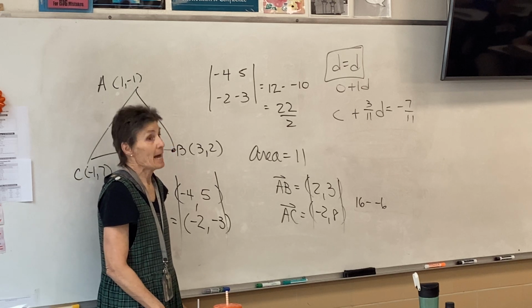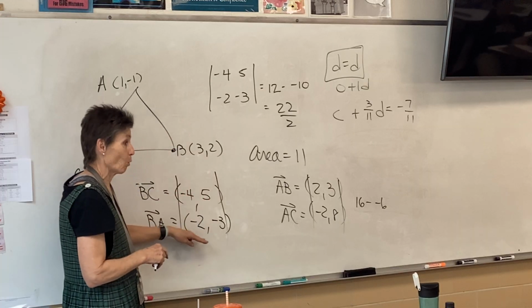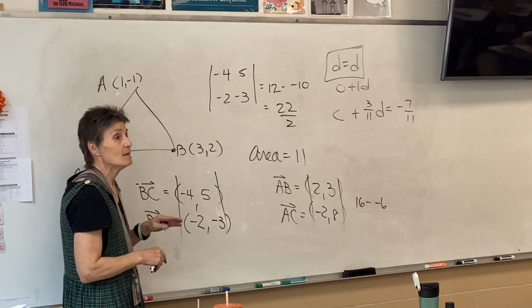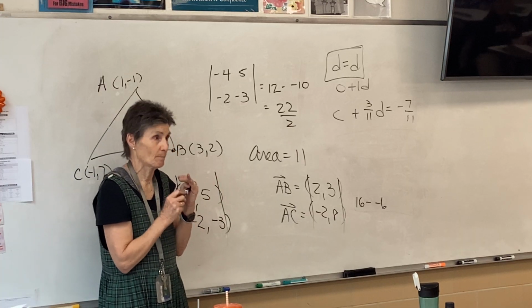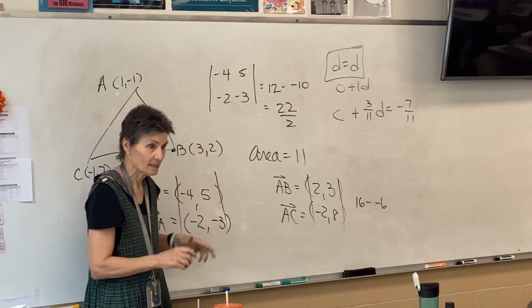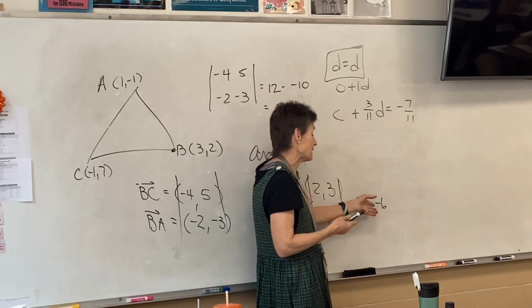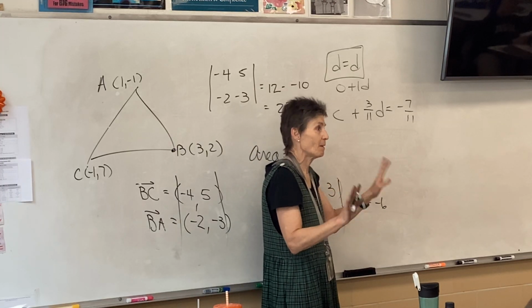Now, I said a minute ago that you could have these in a different order, so you could have BA first. If you did that, and you did the determinant, it might come out to be a negative number. That's okay, just make it positive, okay? Area can't be negative. So if we've got -22, we would just make it positive 22.